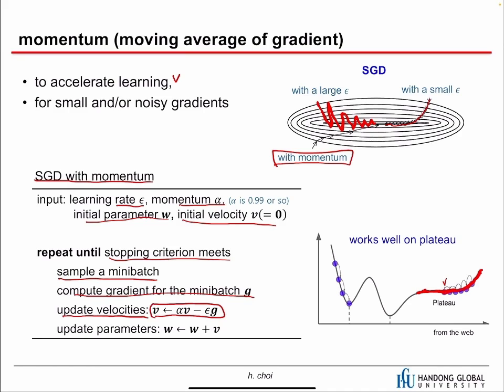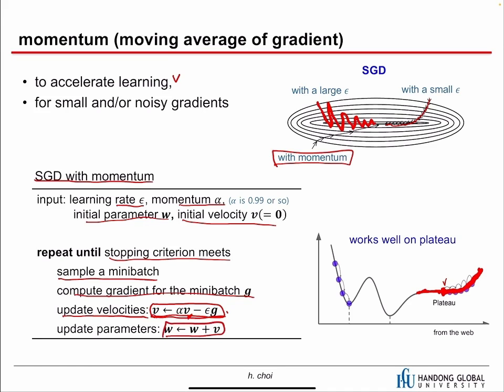At the beginning of this training, v was 0, but as the training process goes on, we accumulate this velocity. So when we are here, the velocity from the first step is accumulated. Then when we are here, we still have some velocity. With that velocity, we will update the parameter.